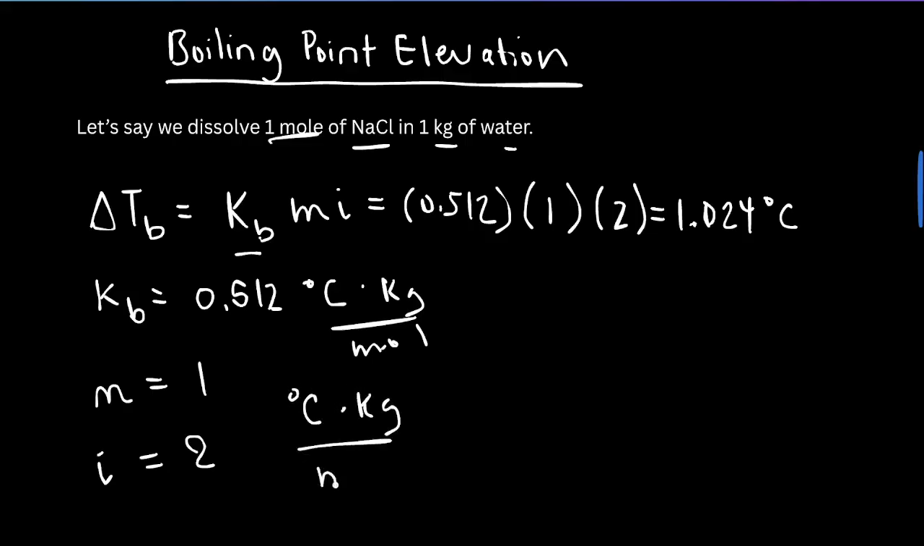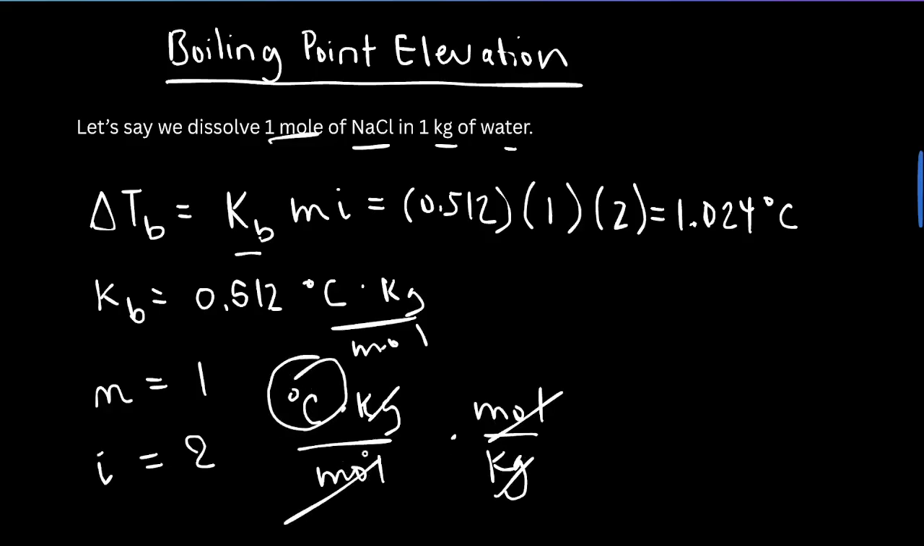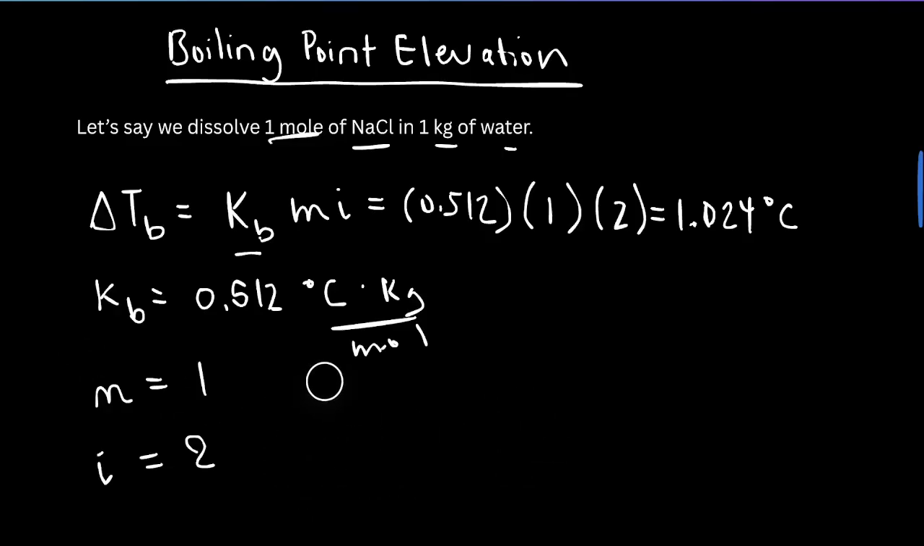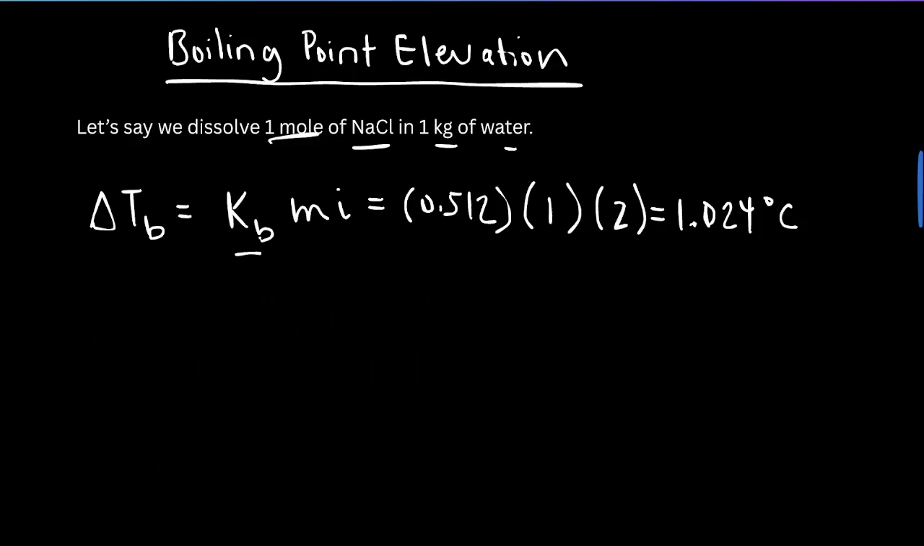We get degrees Celsius again because our units are kilograms per mole times moles per kilogram, and so the units of kilograms and moles are going to cancel out, leaving us with degrees Celsius. And so this is our answer. But it depends on what they're asking. In the question here, they weren't too specific about whether we were trying to find the amount by which our boiling point will change, in which case this would be our answer, or what our new boiling point would be. So let's find what the new boiling point would be.